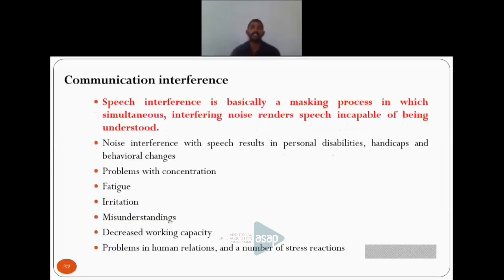Next is communication interference, which is basically a masking process. Consider a restaurant or a market, where different sounds combine together, and we may not be able to communicate with the person sitting beside us. That is the masking by others' noise. It is called speech interference, and it may cause problems like lack of concentration, fatigue and irritation.